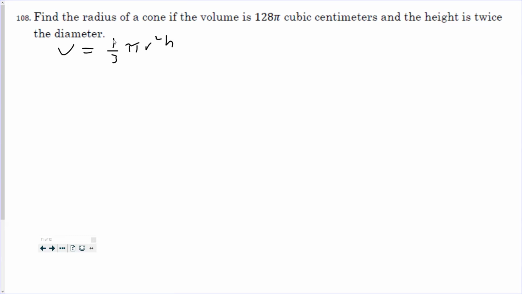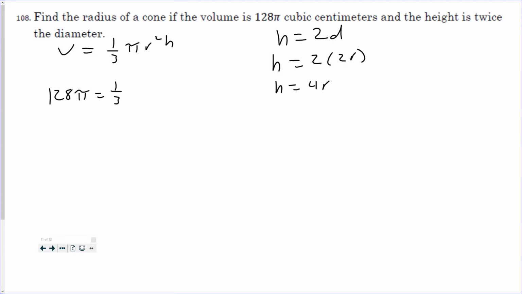We need to find the radius of a cone with a volume of 128 pi. So you have 128 pi. That equals 1/3. And I'm also told the height is twice its diameter. So height equals 2 times the diameter. So remember, the diameter is twice the radius. So height is 4r. So we have pi r squared, and instead of h, I can just plug in 4r because I want everything in terms of r. Does that make sense?